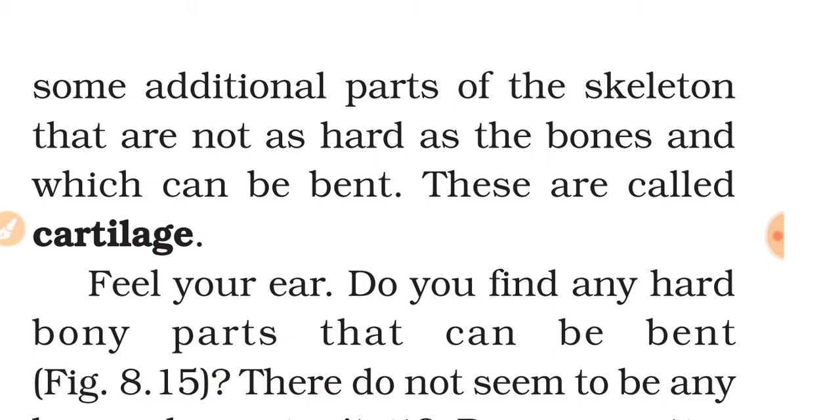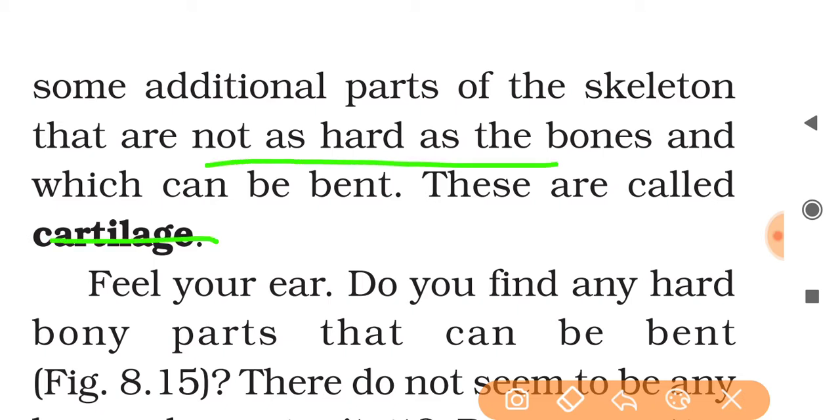In the chapter Body Movement, we read about the different types of joints and bones. Now we are reading about cartilage. These are additional parts of the skeleton that are not as hard as the bones and which can be bent. These are called cartilage. Two peculiar characteristics of cartilage are that it is not as hard as the bones and it can be bent.